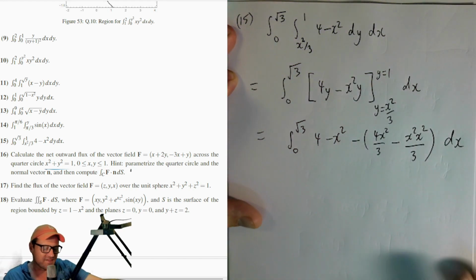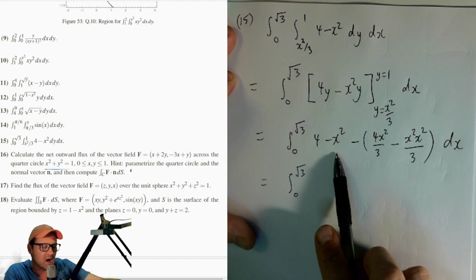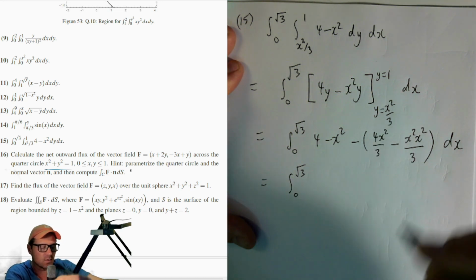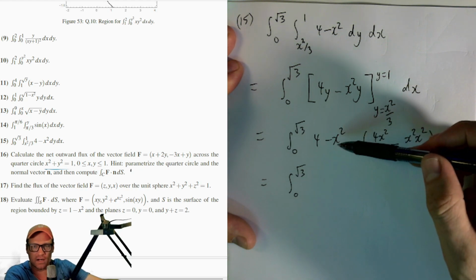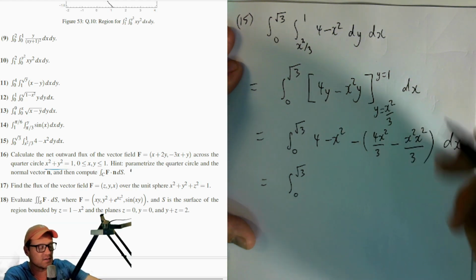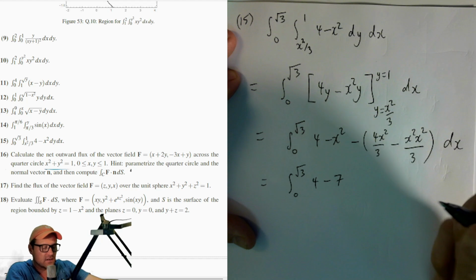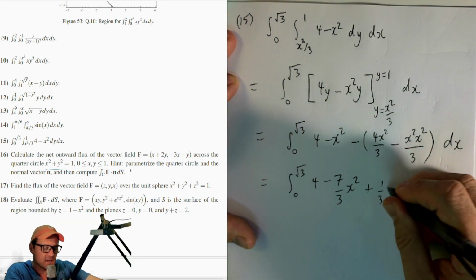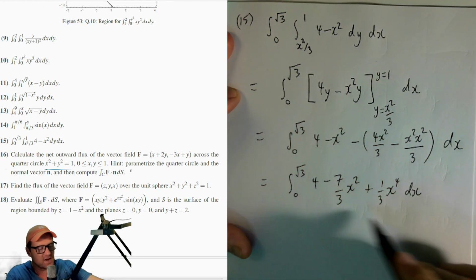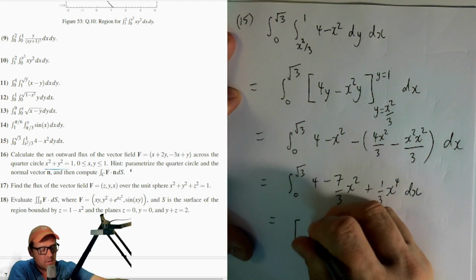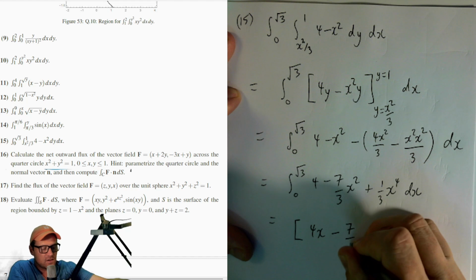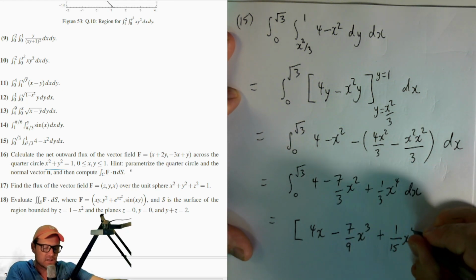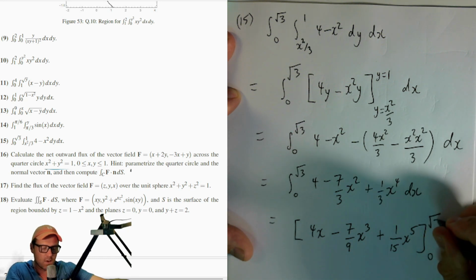Now replacing y with x squared on 3. Okay, so simplifying this, we have 4 minus x squared minus 4 on 3 x squared, and so we can express minus x squared as minus 3 on 3 x squared, so this gives us minus 7 on 3 x squared, and then plus 1/3 x to the power of 4. Okay, so now integrating this with respect to x, we have 4x minus 7 over 9 x cubed plus 1 over 15 x to the power of 5, 0 to the square root of 3.